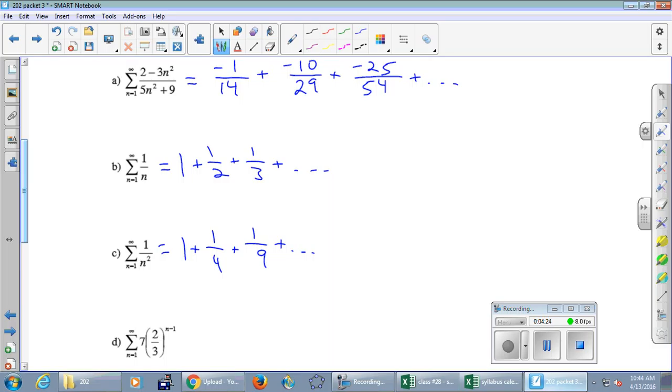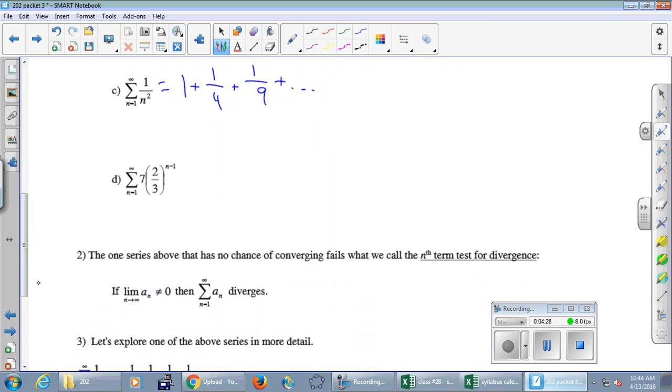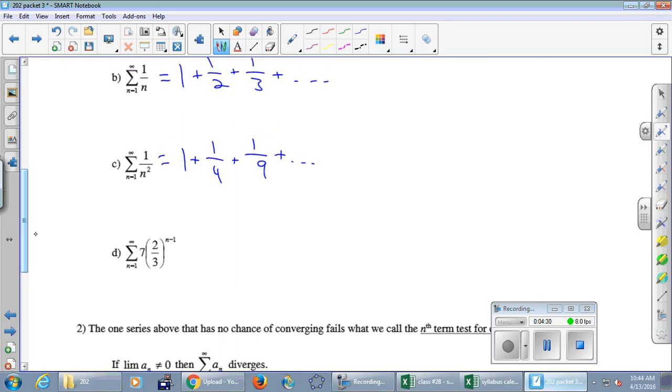All right, and then this last guy. So we'll start with n equals 1 on this one. What do we get? Just a 7 times the 1, right? Plus, okay, now n is 2. 14 thirds, right? 7 times 2 thirds. Plus, now n is 3. 28 ninths is good. Plus, dot, dot, dot.